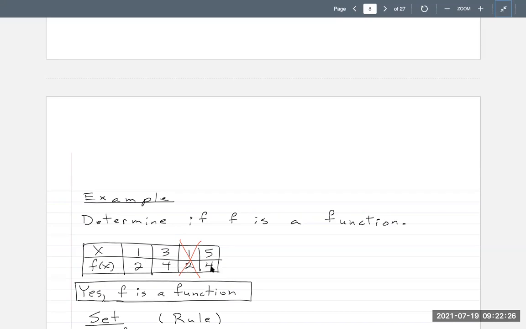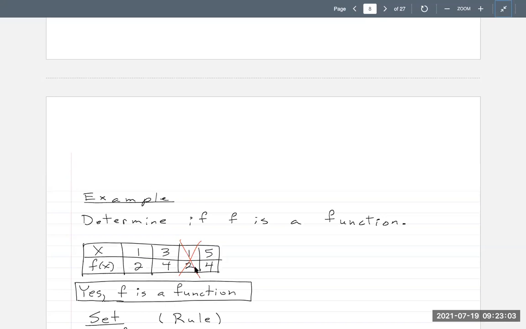So if I look here, well, all the x's are not different. I have a 1 here and a 1 here. Okay, so that looks bad, but it's not really as bad as it looks. Because if x is 1, f is 2. Here, if x is 1, f is also 2. So what we've done is we've actually repeated these ordered pairs. So when you write a set, you should never repeat the same elements.